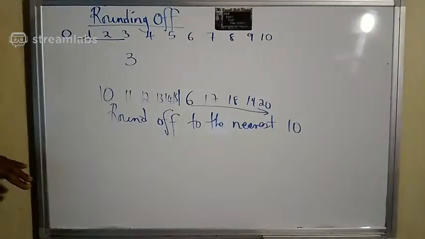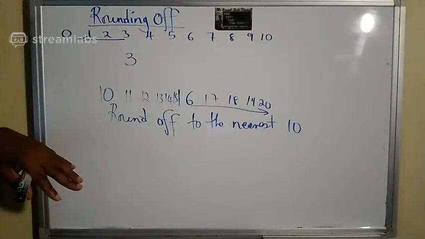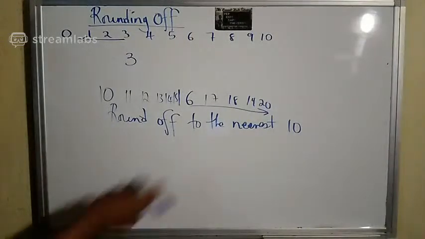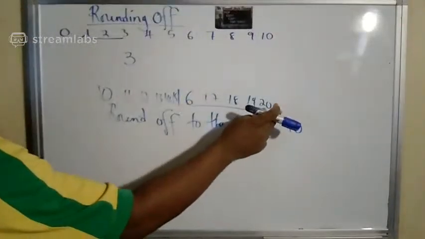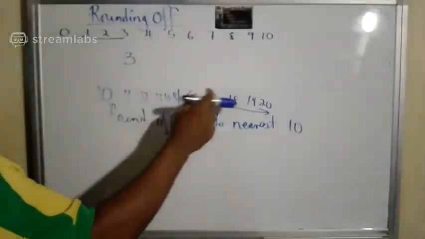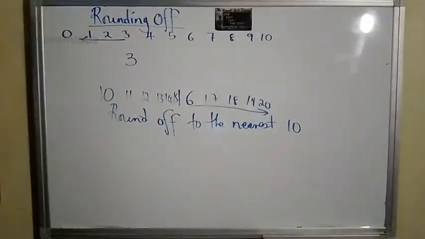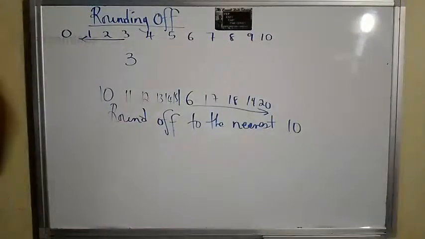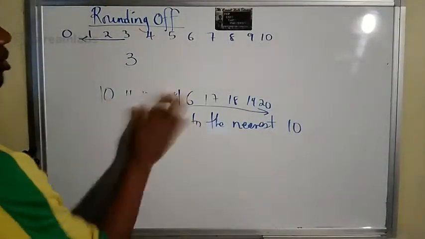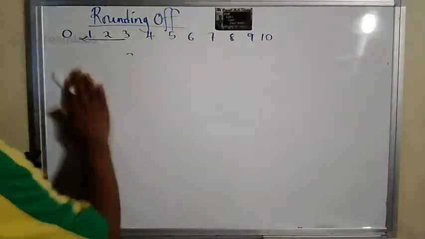If it's 5 or greater, you round up. So if it was 15, we would say 15 is closer to 20 than to 10, because it's easier to get up. So if it's 5 and over, you round up. If it's 4 and less, you round down. Alright, so that's the principle behind it. Now I could look at some number examples.